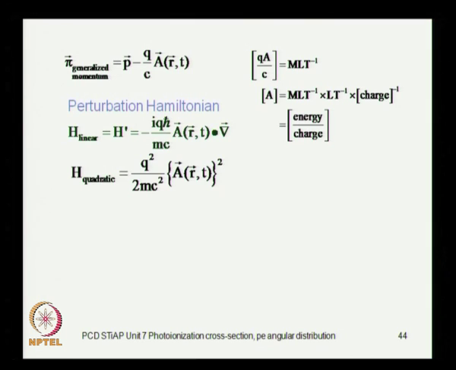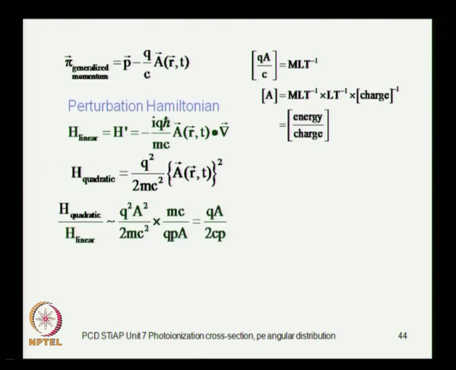The Hamiltonian inclusive of the perturbation had both the linear term as well as the quadratic term. Now if you take the ratio of the quadratic term to the linear term, just an order of magnitude estimate, it is qA over 2 twice Cp. That is the rough estimate of the importance of the quadratic term compared to the linear term.